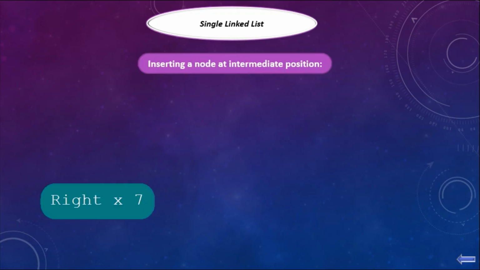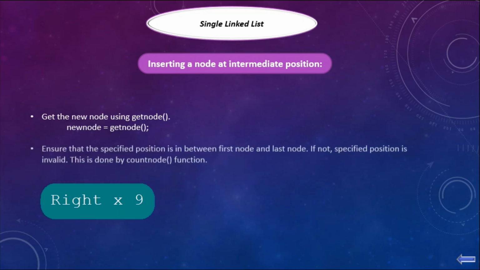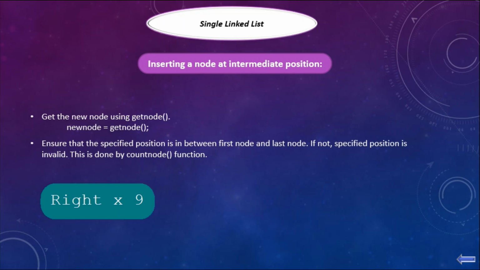So they are: initially we have to use the getnode function for getting the new node, and after that we have to ensure that the specified position is in between the first node and the last node. As we need to insert a new node at an intermediate position, if the position does not exist between the first node and the last node, we cannot insert the node at that specific position because the position is invalid.